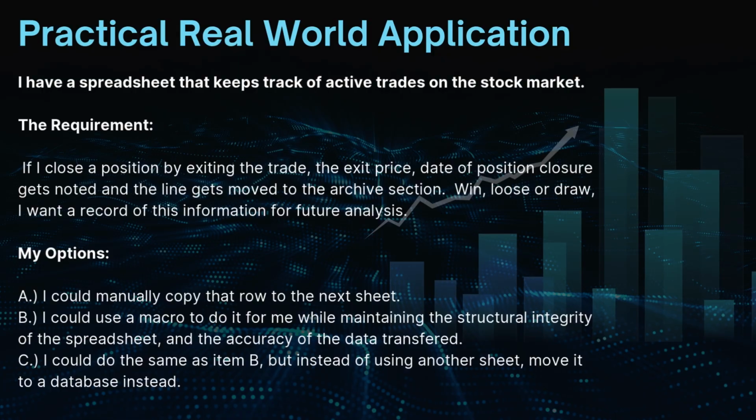The requirement is if I close a position by exiting a trade, the exit price, the date, position closure gets noted, and the line gets moved to the archive section. When lose or draw, I want a record of this information for future analysis. My options here are this. A, I could manually copy that row to the next sheet or to the database or whatever. B, I could use a macro to do it for me while maintaining the structural integrity of the sheet and the accuracy of the data transferred. C, I could do the same as item B, but instead of using another sheet, I can move it to a database instead. Okay.